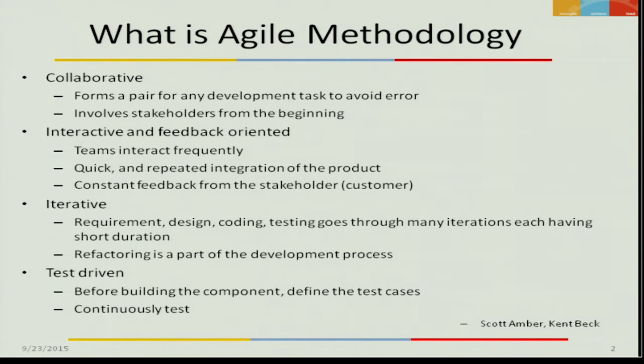Therefore, it is quite obvious that it needs to be test driven, because without testing you cannot have this incremental approach. So test driven development is a hallmark. It is very essential and important for agile development. In fact, before building a component, one needs to define the test cases, and they suggest that one needs to continuously test. So these four characteristics are actually defined by the fathers of agile methodology, Scott Ambler and Kent Beck.